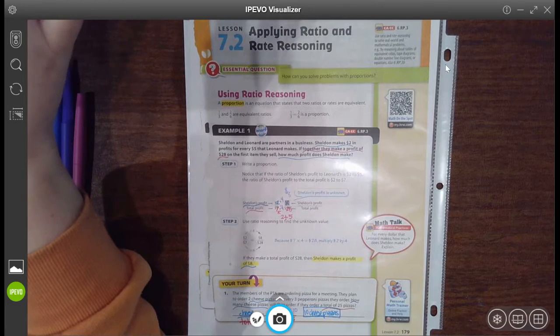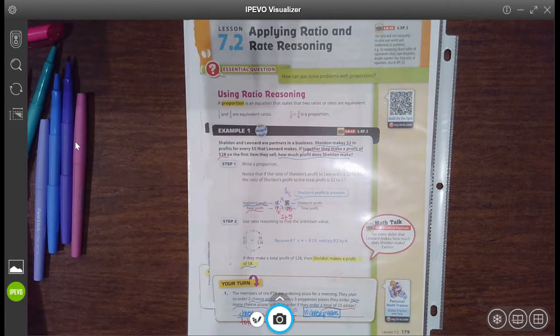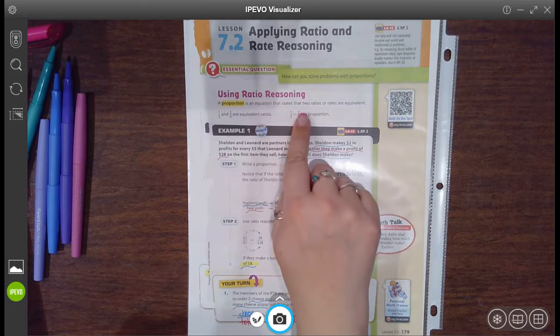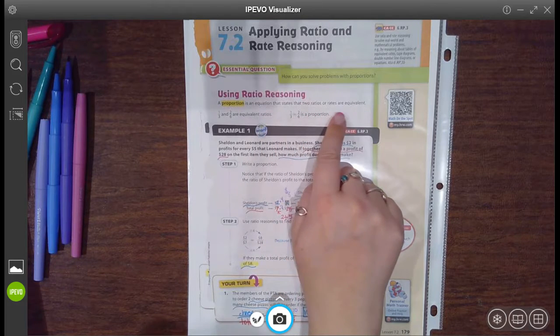Hello, my little mathematicians. Today, we're going to talk some more about how to use ratios to solve word problems. More specifically, we're going to talk about, if you've heard the term, what a proportion is. A proportion is an equation that states two ratios or rates are equivalent.